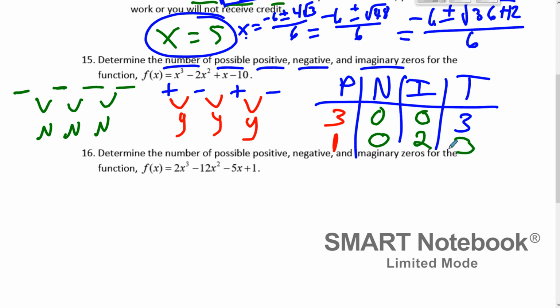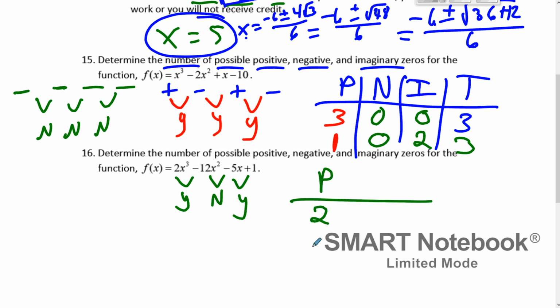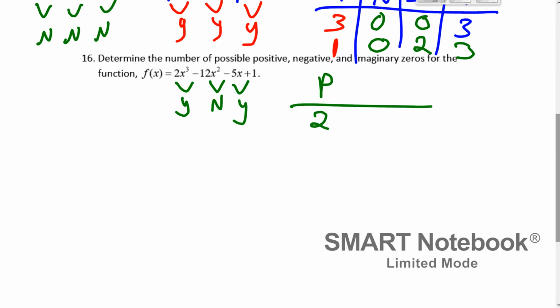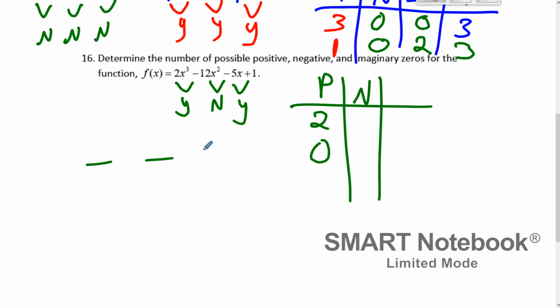So there you go. Next one, count the sign changes. Yes, no, yes. So there's 2 possible positives. That means I drop it down by 2 as well, and so 0. Negatives, got to put in a negative. Negative cubed is a negative. Negative times 2 is a negative. Negative squared is a positive. Positive times a negative 12 is a negative. Negative times a negative 5 is a positive, and then I have a positive 1.